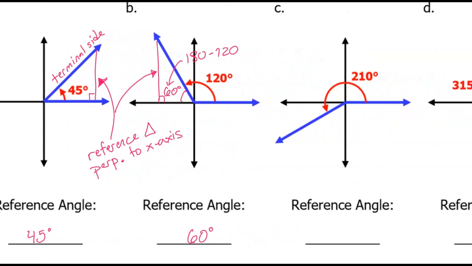On part C, what is our reference angle? How did you get that? Yes. 210, take away 180 because we know the first two quadrants add up to 180. 210 take away 180 gives us 30 degrees. So here our reference angle is 30 degrees. And I have that reference triangle.